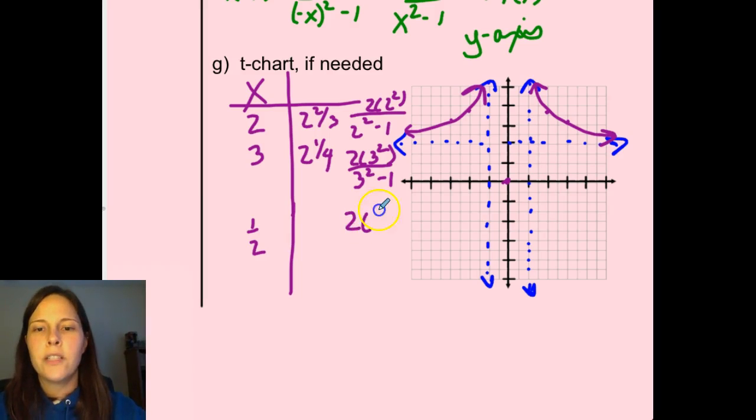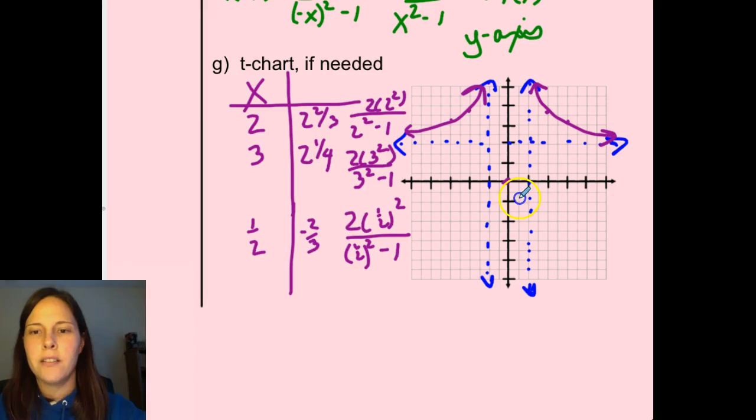We have 2 times 1/2 squared over 1/2 squared minus 1. This gives us a value of -2/3. So it looks like this will be a parabola in between those two vertical asymptotes with the vertex at 0, 0.